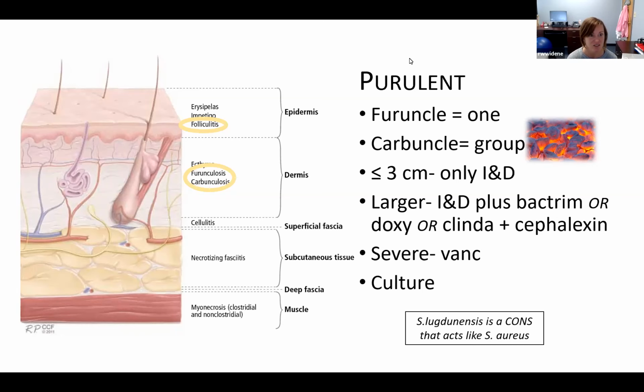And then also just a plug, I think Dr. Birch likes this one too. If your culture grows out a coag negative staph, generally those are going to be just a skin contaminant. However, Staph lugdunensis is a coag negative staph and it loves to make pus and it acts just like Staph aureus. So that is a coag negative staph that we would treat. Right, Dr. Birch? Yay. Questions about purulence?